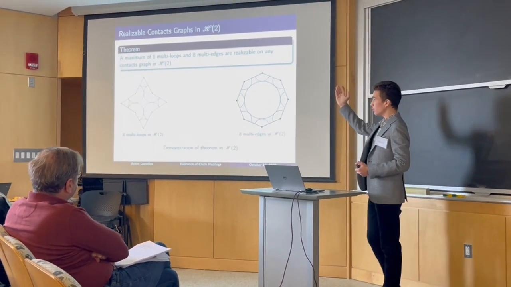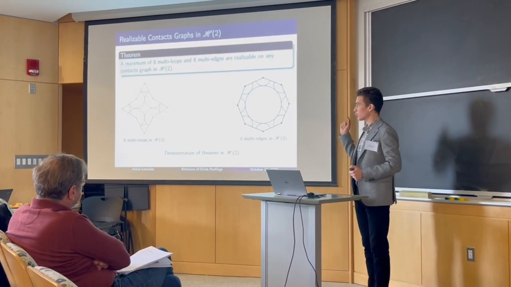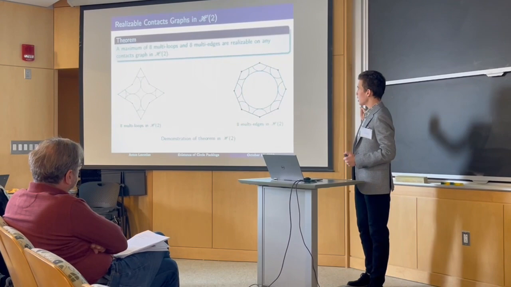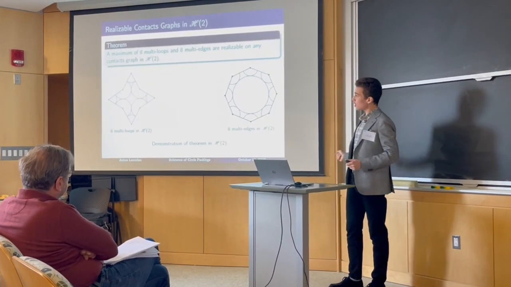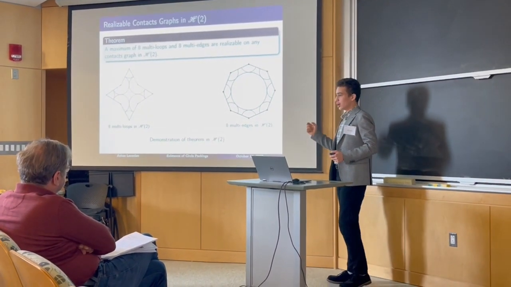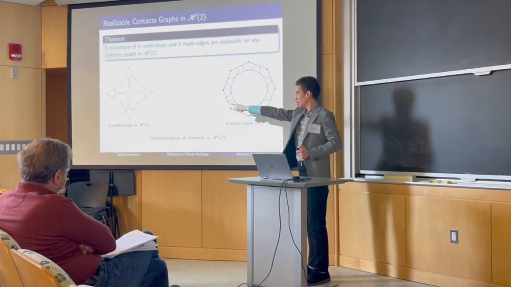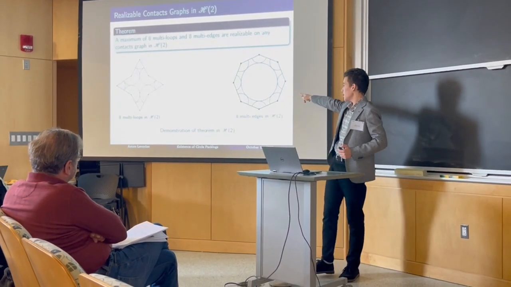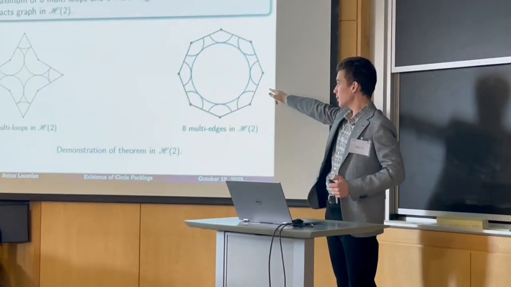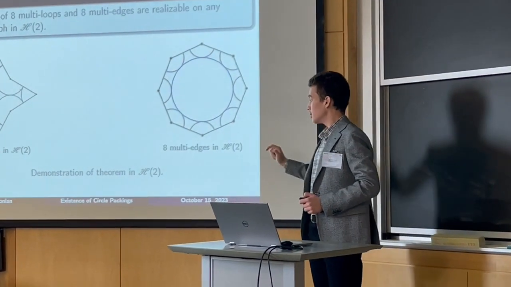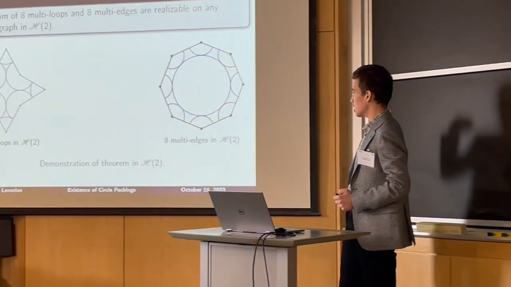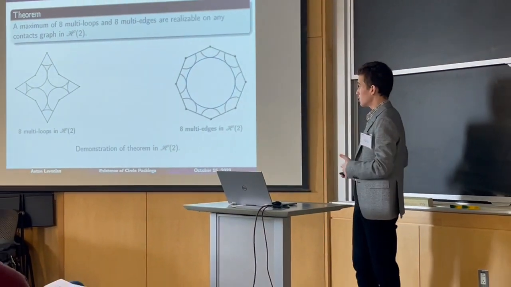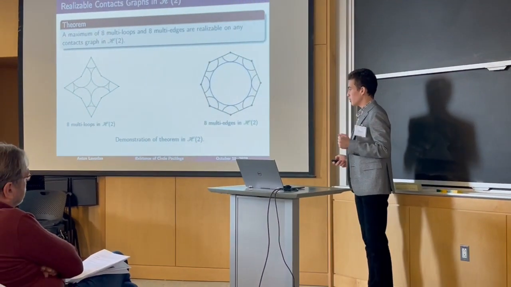So in H of 2, the genus 2 stratum with just one singular point, we proved that a maximum of 8 multi-loops and 8 multi-edges are realizable on any contact graph in H2. So 8 multi-loops are realized on the surface to the left, and 8 multi-edges are realized on the surface to the right, but 9 multi-loops or multi-edges cannot be realized on any contact graph in H of 2. So we proved that 8 is the maximum.